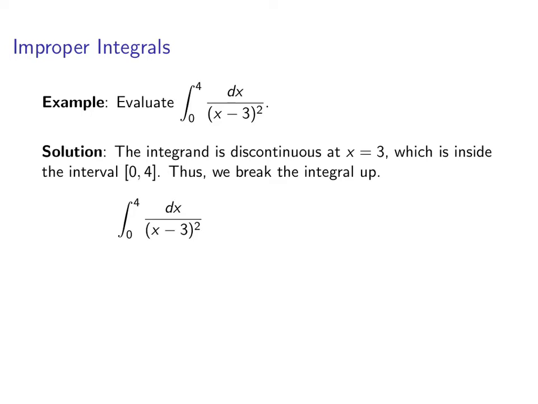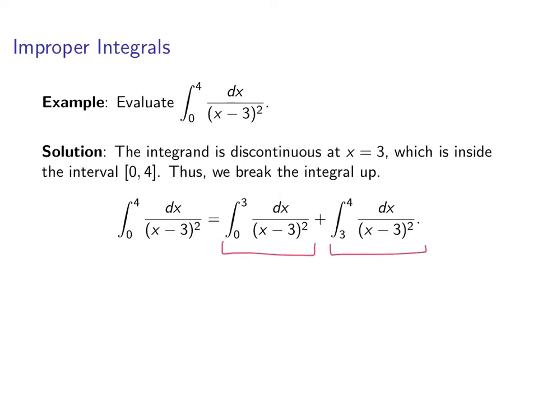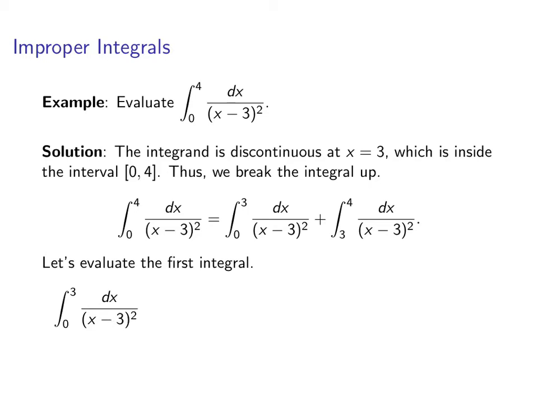So to break up this integral, we'll write it as the integral from 0 to 3 plus the integral from 3 to 4, because that's where our discontinuity occurred. All right, we're going to evaluate these integrals separately. First we'll do this one, and then we'll do the integral from 3 to 4. Okay, so let's evaluate the first integral. We have the integral from 0 to 3 of dx over (x minus 3) squared.